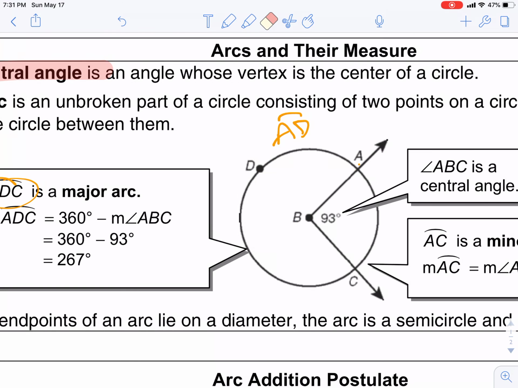All right, A to D would be this way. That's the short way. Right. If I wanted the long way, I would have to have a third point in there. So start at A, go through C, then all the way to D. And then we would have to find out what that is.